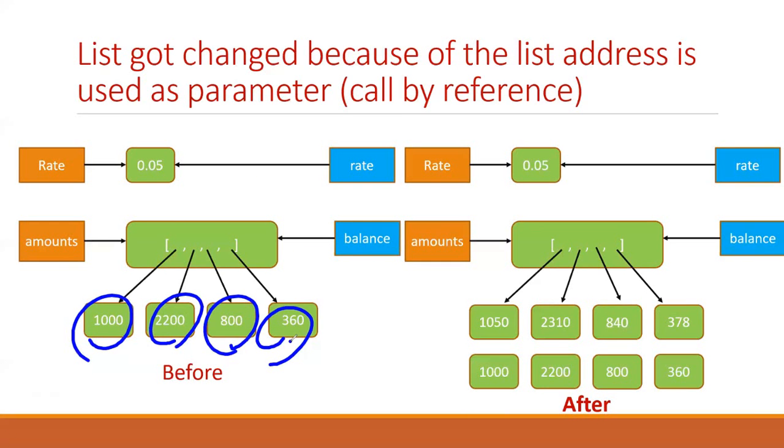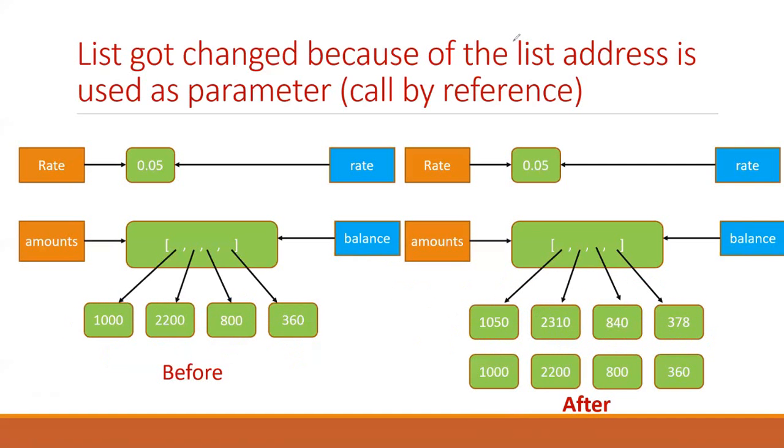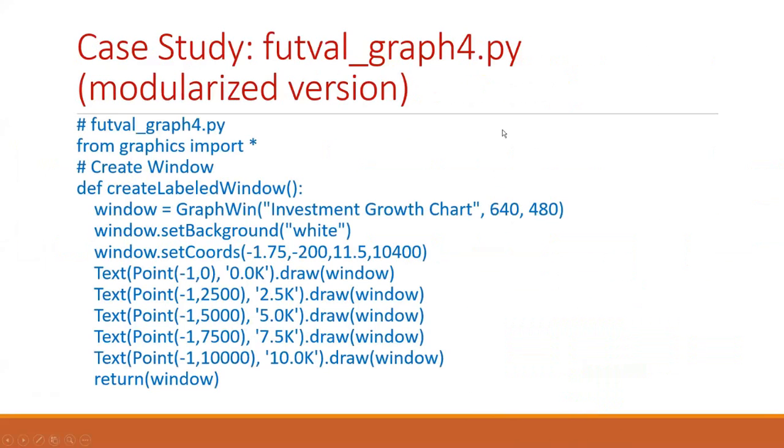Okay, and with that, each individual one, when you update, you update with a new value. So when you print out the amounts, it comes with these different values. It's like call by reference, not like call by value. With call by value, you don't update the individual cells. So that is something you need to understand.